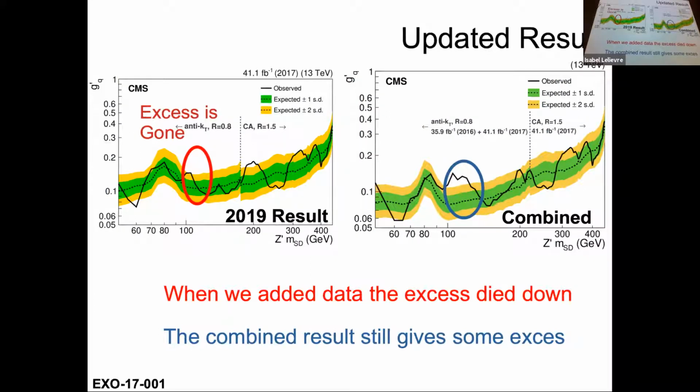So what we're probing, just to show you these limits, is the same GQ, the same coupling to quarks that we've had for all the other mediators. And if you recall, we're trying to look at GQ around 0.1 as a benchmark to get the relic density. And so here's the result when we updated the data with additional data. And where we had this excess, it kind of died down. But if you combine both results, you get something like this. So I'm still a little excited, and we'll see what happens this year.